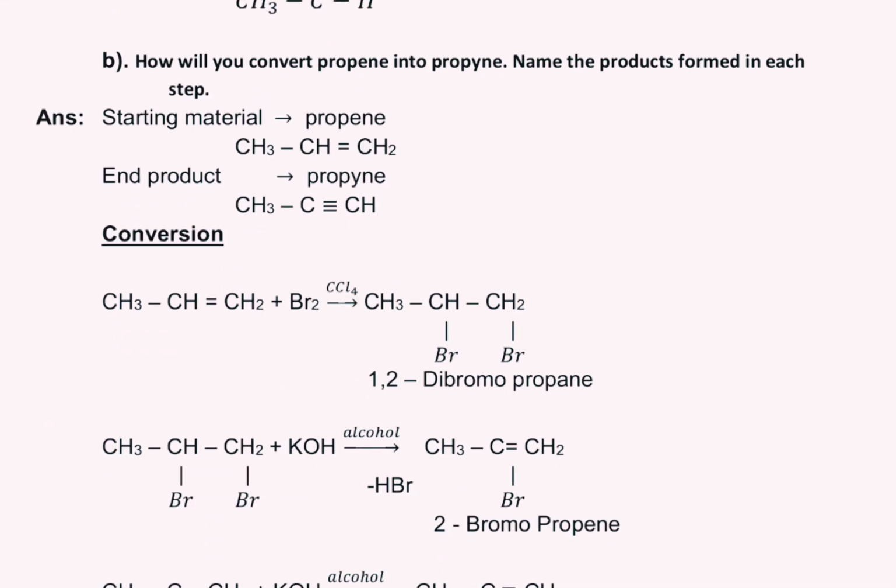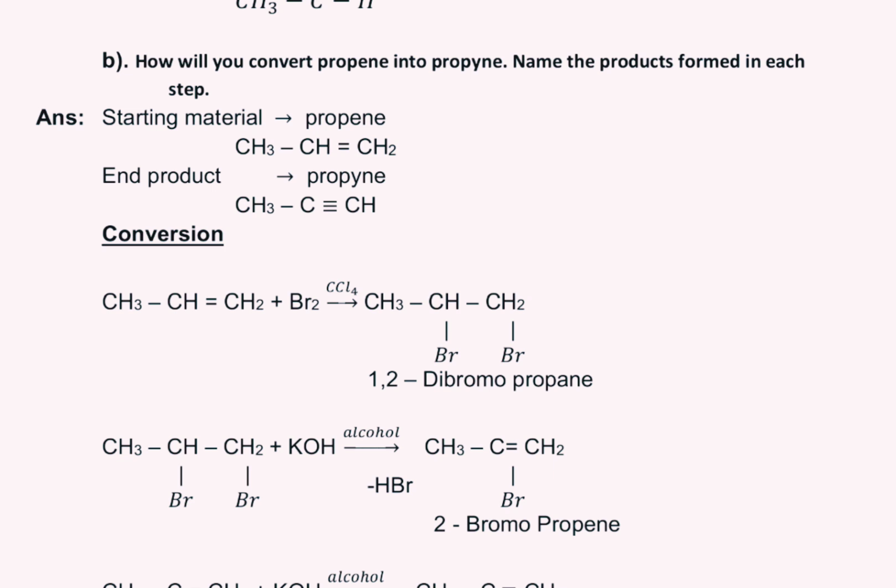Okay, now the next part here is, how will you convert propene into propyne? Name the product formed in each step. So from where you're starting, that is a double bond chain, and you need to convert it into a triple bond chain. So obviously you need to remove hydrogen here. So you can simply do dehydrogenation here.